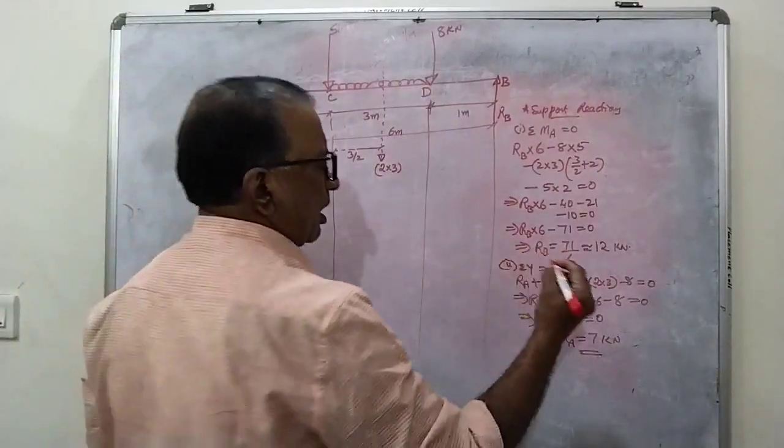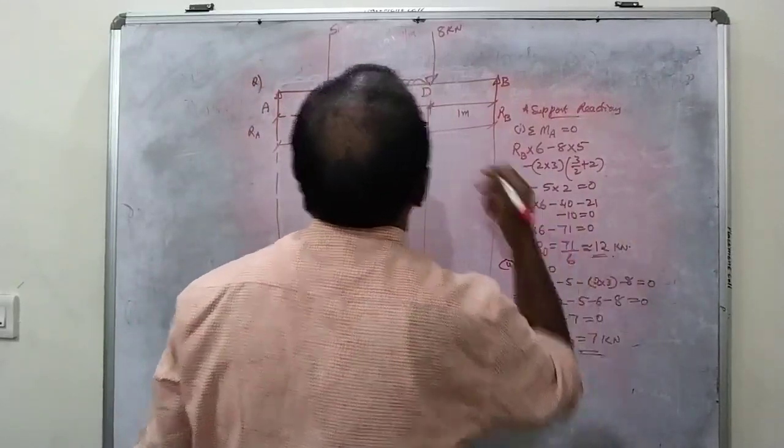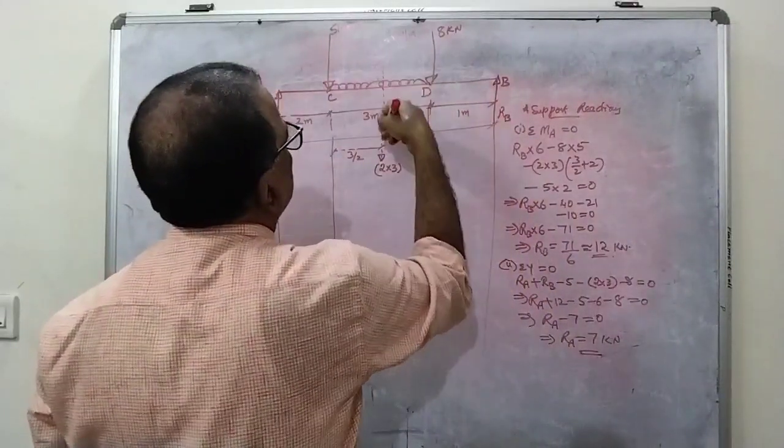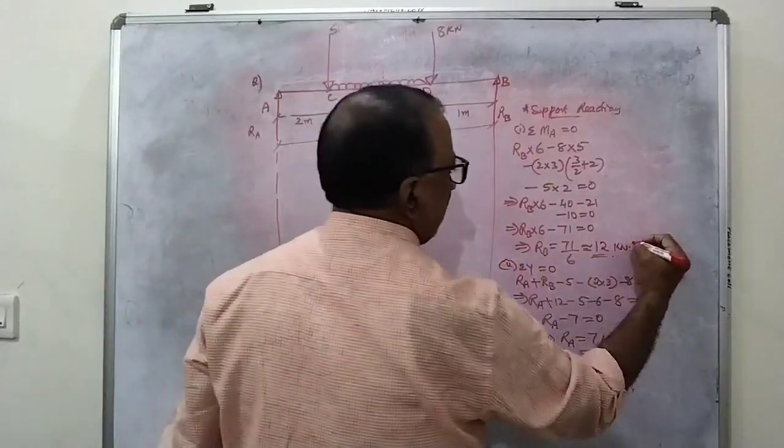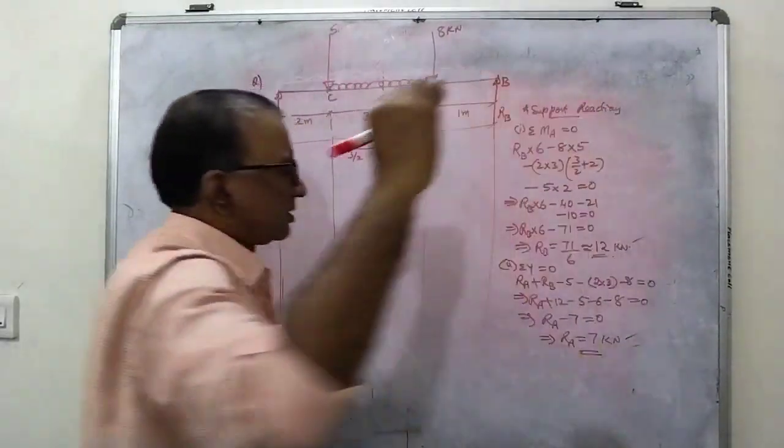Now you got the RB as how much here? 13 plus 6, 19, 12 plus 7, 19, right? So you got the RB value as 12 and RA as 11.